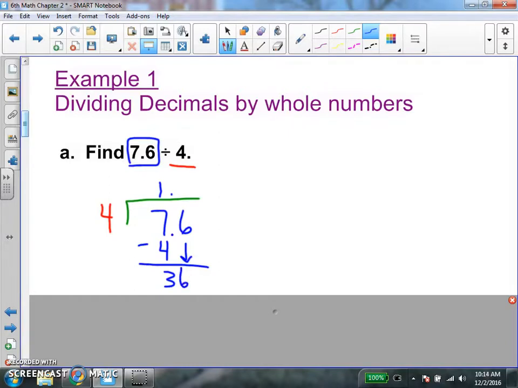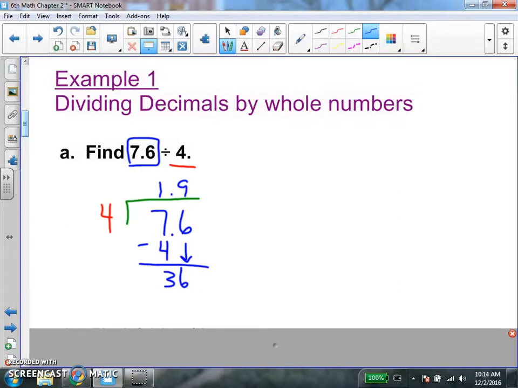And then you ask yourself, how many times does 4 go into 36? Well, that would be 9 times. And 9 times 4 is 36. Subtract, and there will be no remainder. Perfect. So my answer then is 1.9.